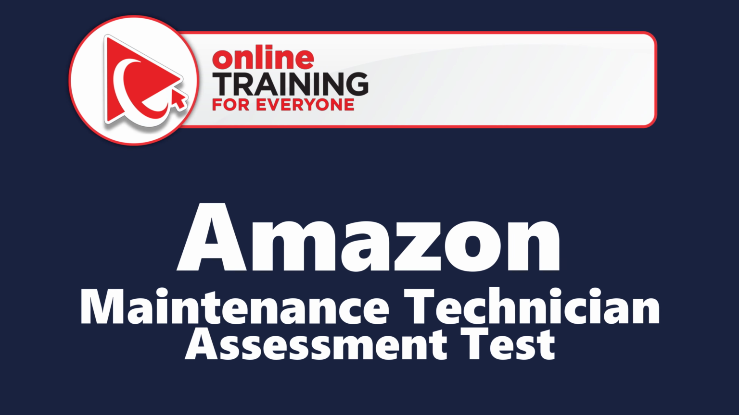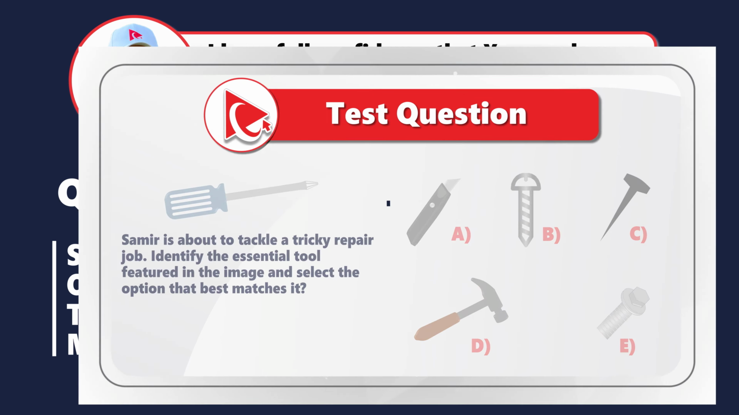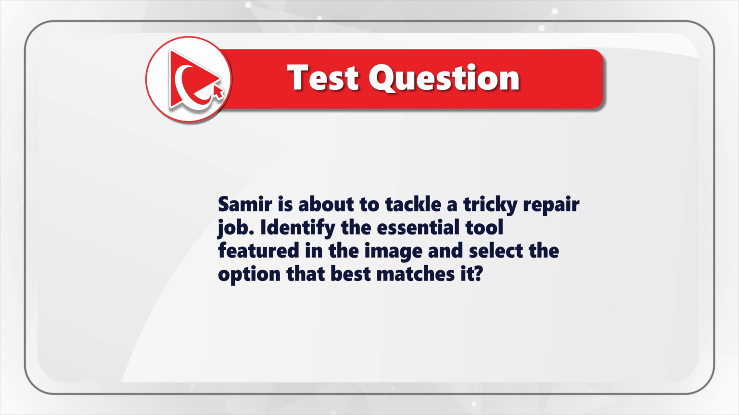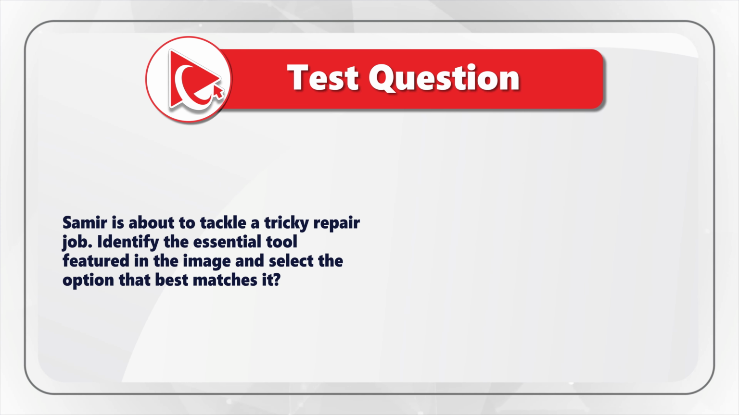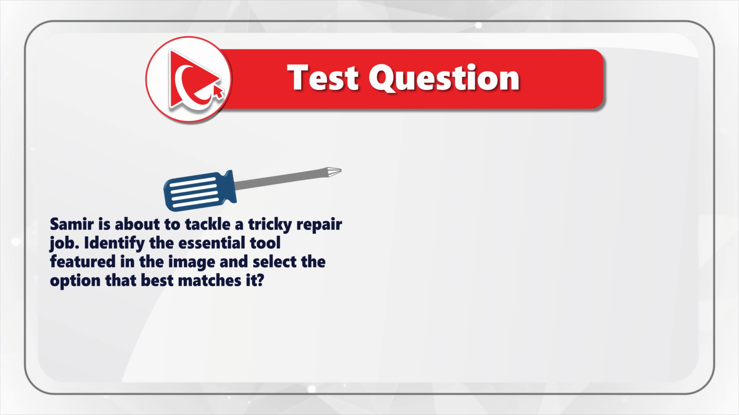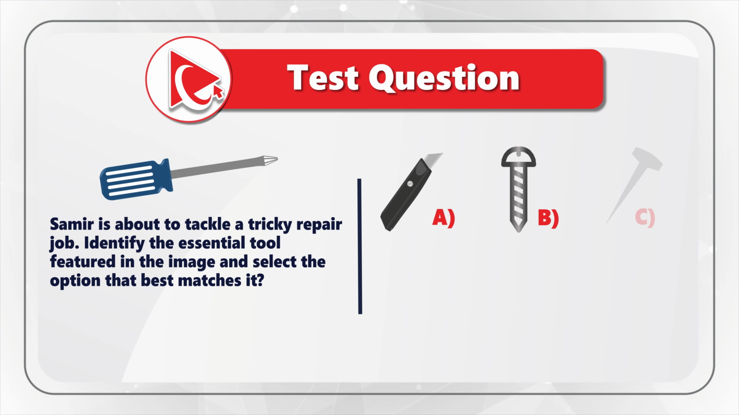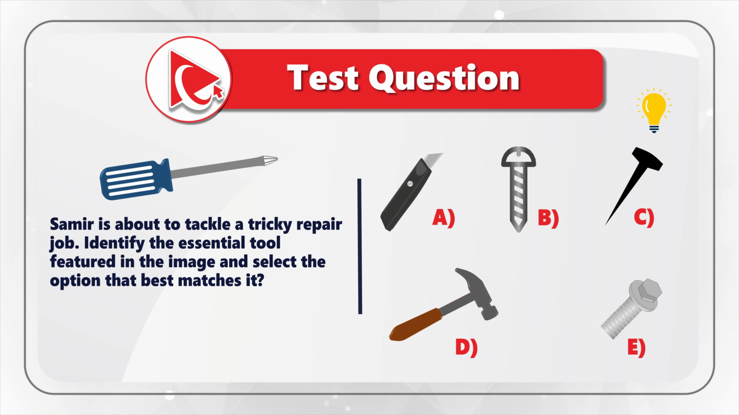Here's a very interesting question where you need to demonstrate your knowledge of tools and their uses. Samir is about to tackle a tricky repair job. You need to identify the essential tool featured in the image and select the option that best matches it. You're presented with 5 choices, A, B, C, D, E. Take a close look to see if you can come up with the answer.